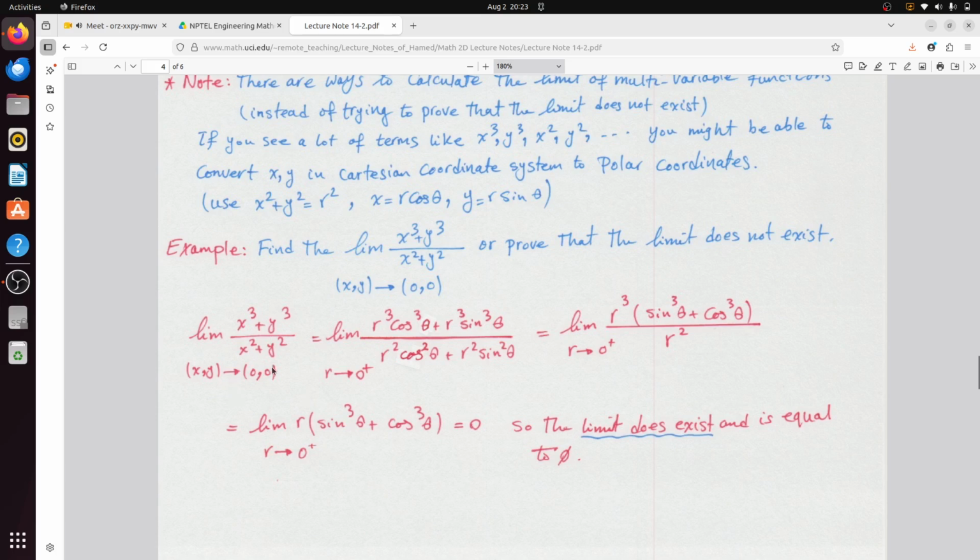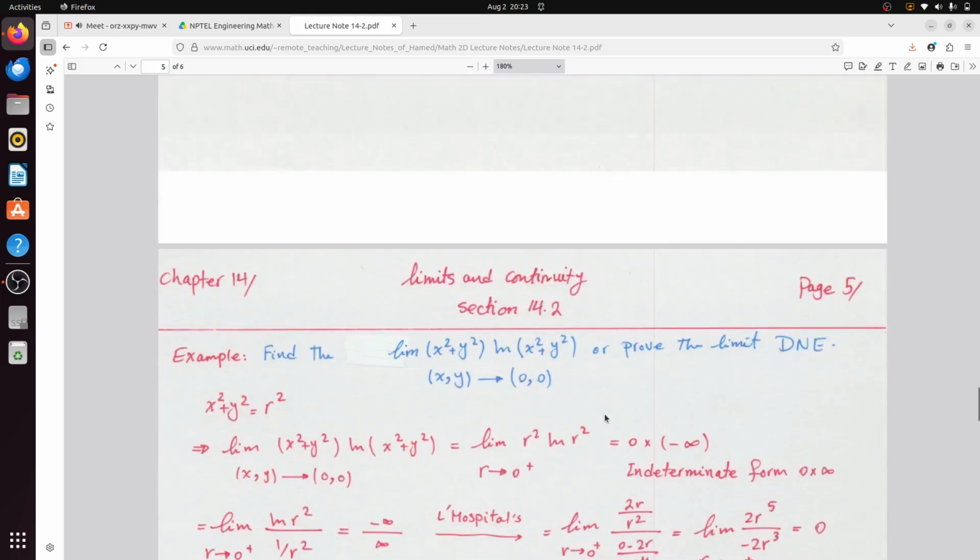Limit xy tends to 0 0, x cube plus y cube by x square plus y square equal to limit r cube cos cube theta plus r cube sin cube theta by r square cos square theta plus r square sin square theta, equal to limit r tends to 0, r cube times sin cube theta plus cos cube theta by r square. So limit r tends to 0 plus, r times sin cube theta plus cos cube theta, equal to 0. So the limit exists and is equal to 0.